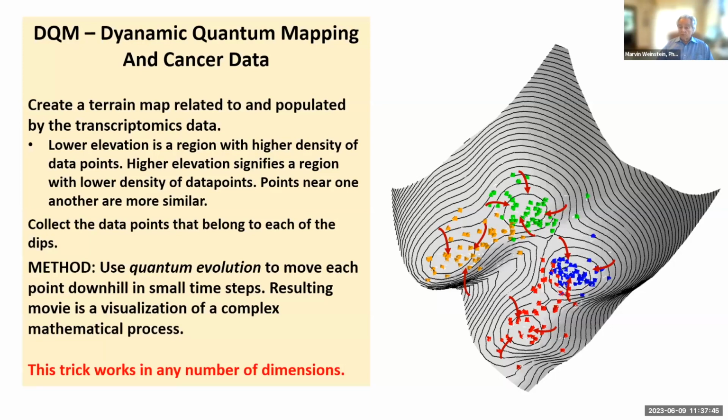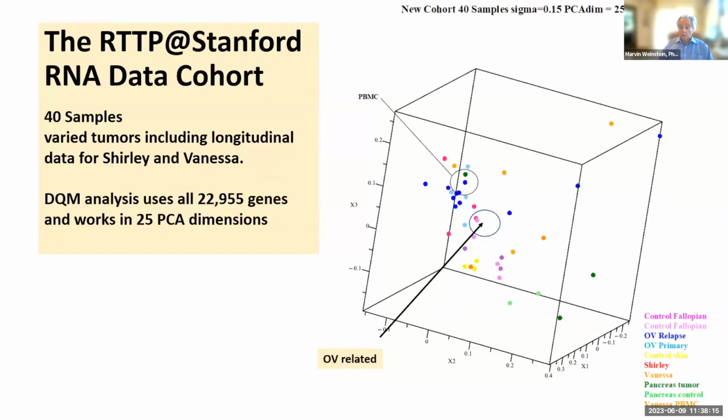What we do is we will show what happens, the pictures, the animations you'll see, what happens when you wait a little time under quantum evolution: the points move, you get another picture, points move, you get another picture. In the end, you have an animation. That animation is actually a visualization of the complex mathematical calculations that are going on and moving these points together. The neat thing about this trick is it works in any number of dimensions.